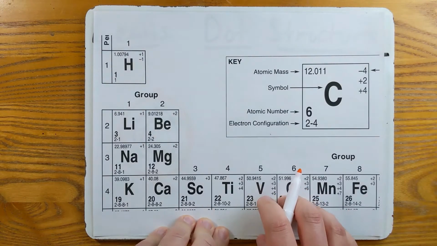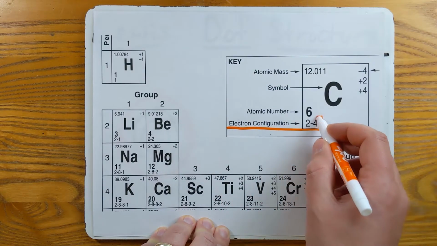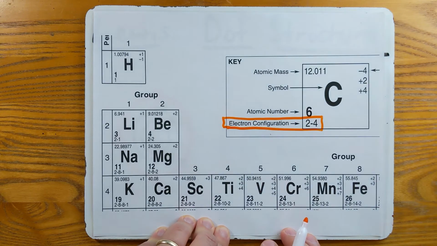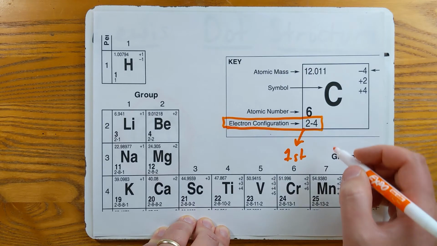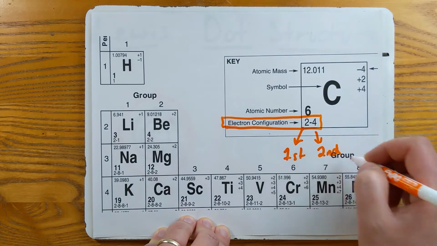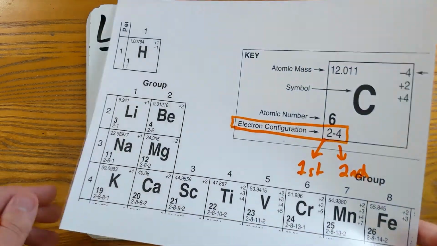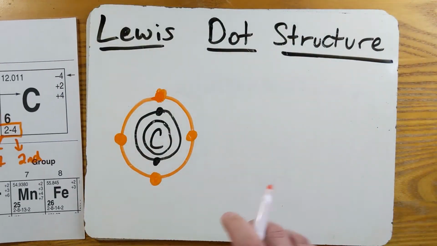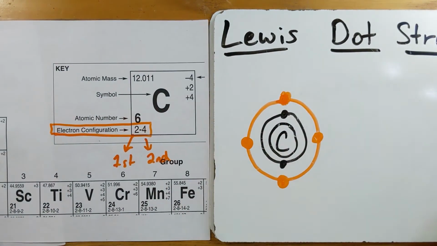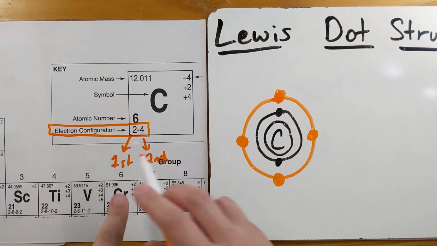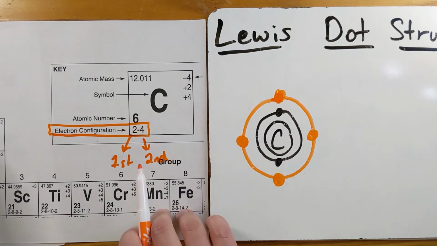what the electron configuration is and how it helps us. So the electron configuration shows you how many electrons there are in each energy level. The first number being the first energy level, second being the second energy level. So if I were to draw the Bohr model of carbon, it would look like this. Because I have 2 electrons in my first energy level, 4 electrons in my second energy level.